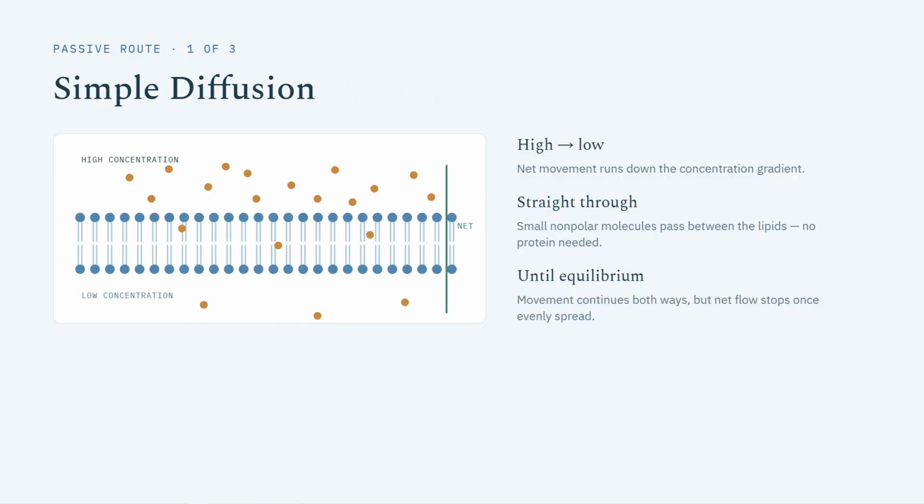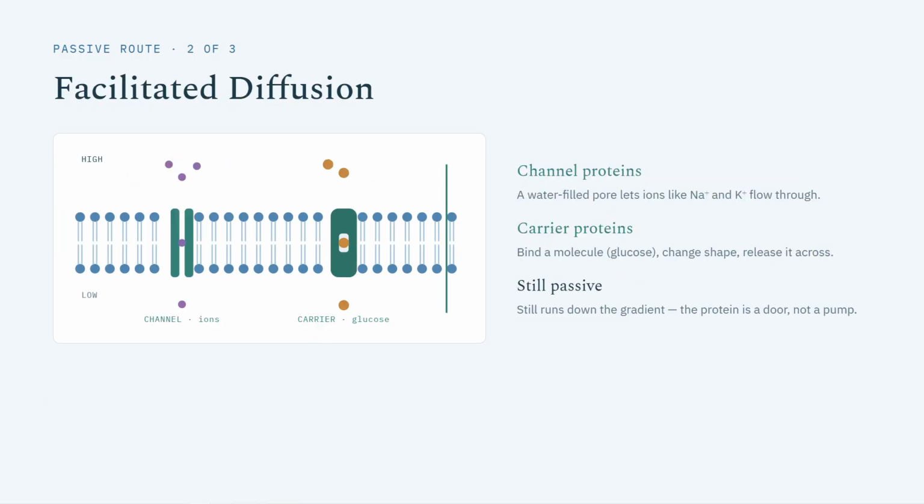Route 1, simple diffusion. Molecules are always jiggling around randomly. When they're crowded on one side and sparse on the other, that random motion naturally spreads them out. Net movement goes from high concentration to low. No protein, no energy. The concentration gradient itself is doing the work, and it keeps going until both sides are even. At that point, we call it equilibrium. Molecules still move both ways, but there's no net change.